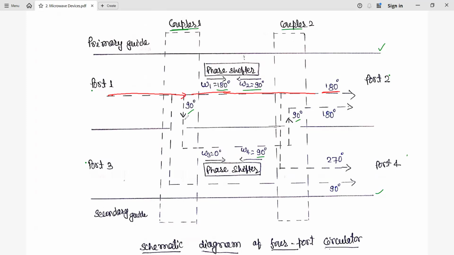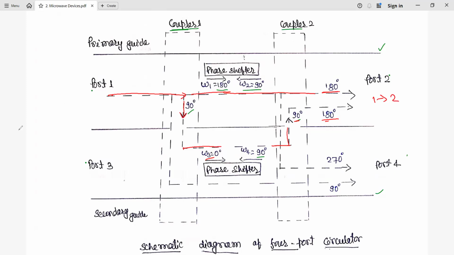So from the primary waveguide to the coupler 1, what will happen here? A phase shift of 90 degrees is going to occur. And again, in the secondary waveguide, left to right, the phase shift is 0. Okay, so finally we still have only a 90 degree phase shift. Now from the secondary waveguide, it is going to the primary waveguide, so a phase shift of 90 degrees, so again we have a phase shift of 180 degrees. So in this situation, both have the same phase shift, 180 degrees, 180 degrees. So here transmission is possible from port 1 to port 2.